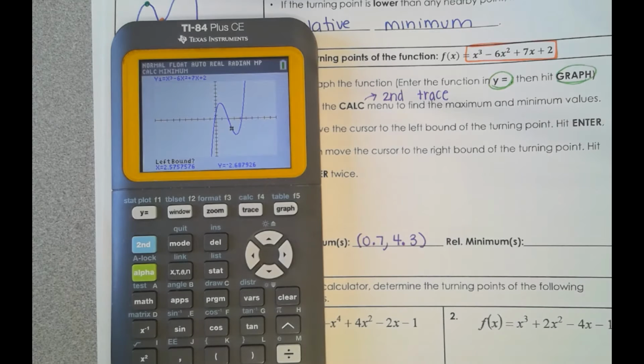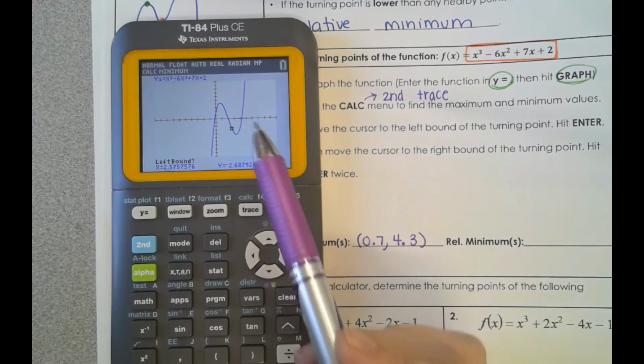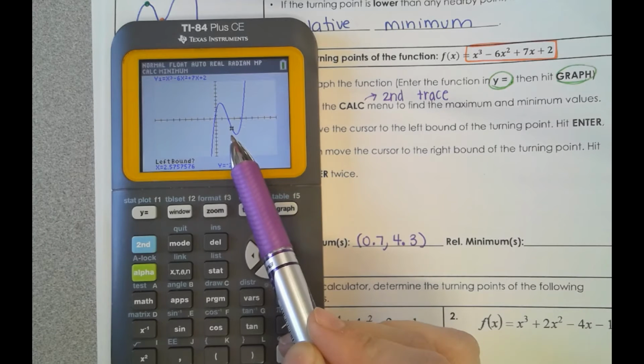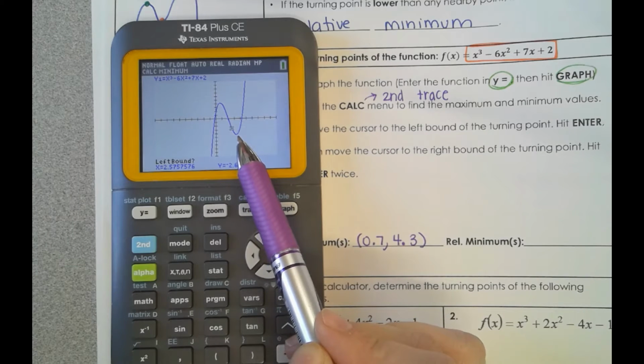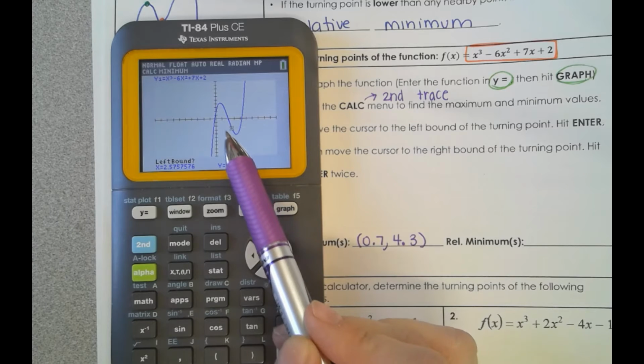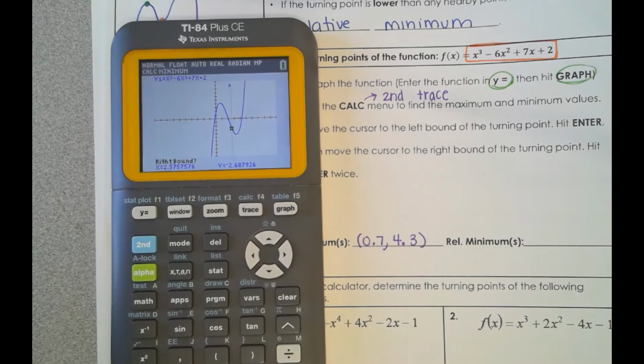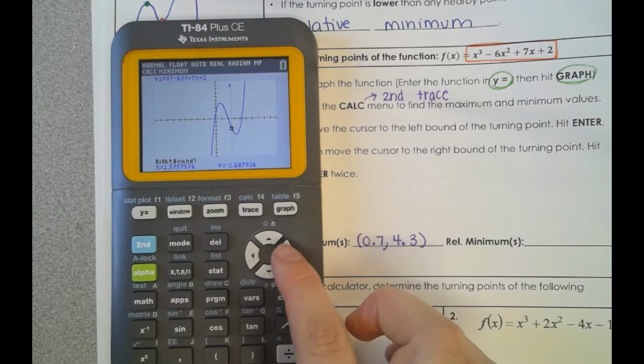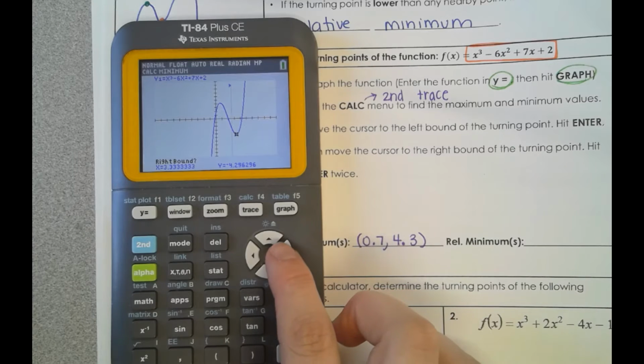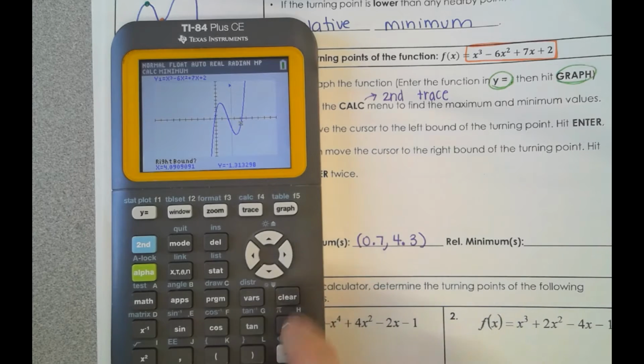And I just realized my screen was frozen a little bit. So here's my minimum. My cursor is a little bit to the left. Hit enter. Then I'm going to go to the right. It doesn't have to be far past it. I went a little far, just a little bit.